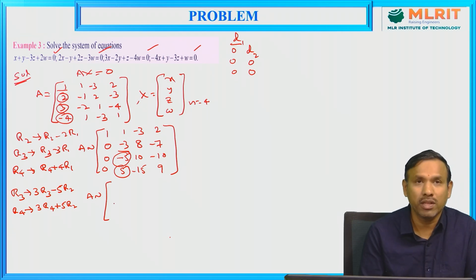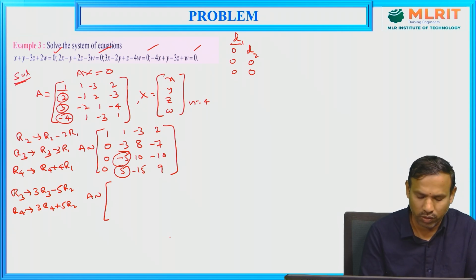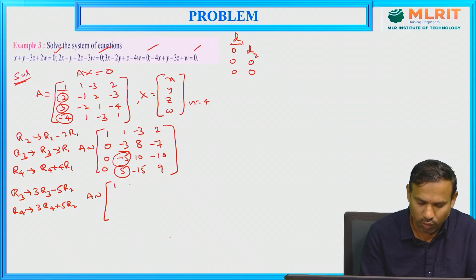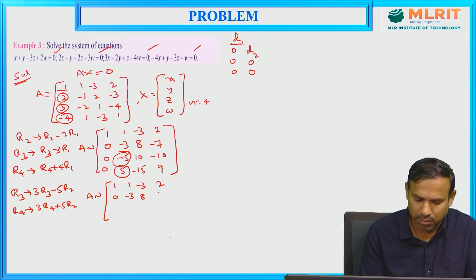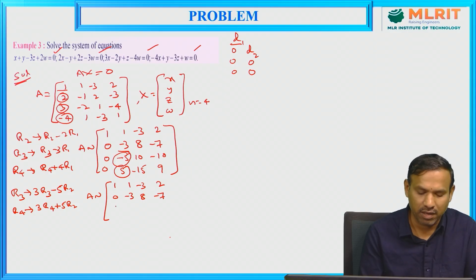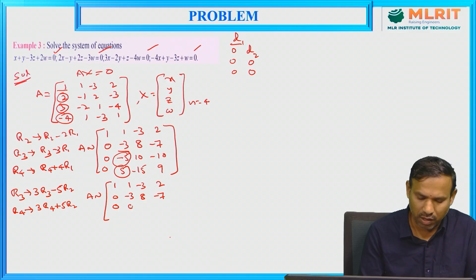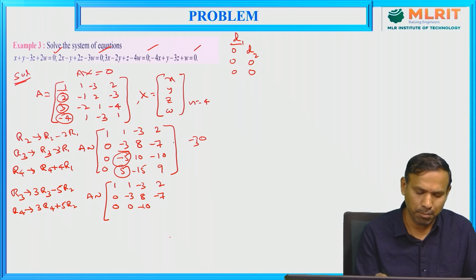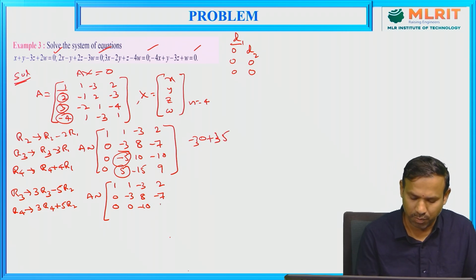Next, now using the first row and second row, the first row and second row have no changes: 1, 1, minus 3, 2, and 0, minus 3, 8, minus 7. Right? 3R3: 3 into 0, 0 minus 0. 3 into R3, minus 15 plus 15, 0. 3 into 10, 30. 30 minus 5 into 8, 40. 30 minus 40, minus 10. Next, 3R3, minus 30. Minus of minus plus 35. Minus 30 plus 35, that is plus 5.